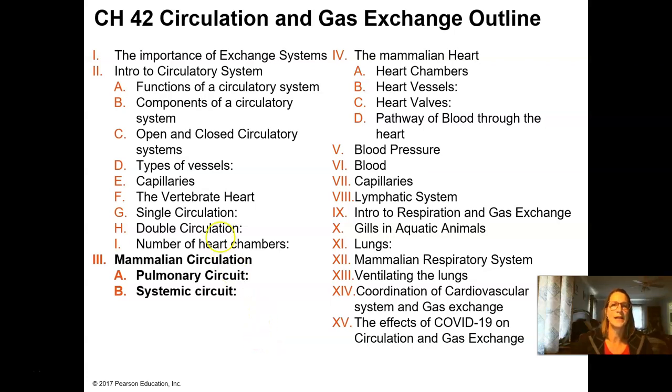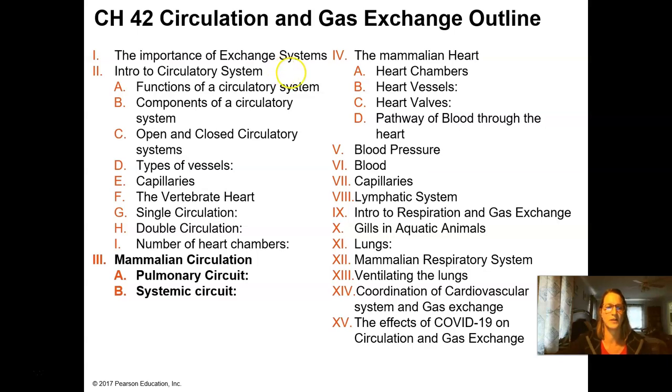Okay, in the last video, which was about 30 minutes long, we talked about all of this introductory material. We talked about the different components of the circulatory system, open and closed circulatory systems, and the types of vessels. We talked about single circulation, double circulation, and the different numbers of chambers in different vertebrates' hearts.